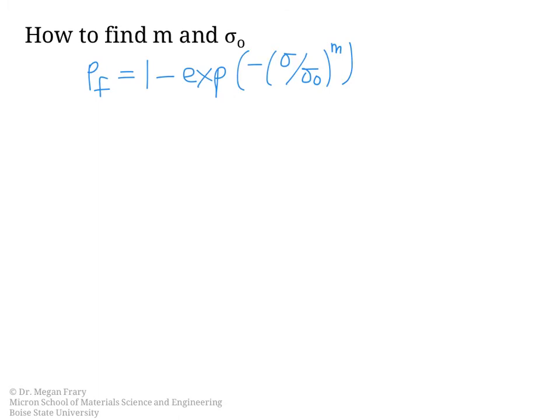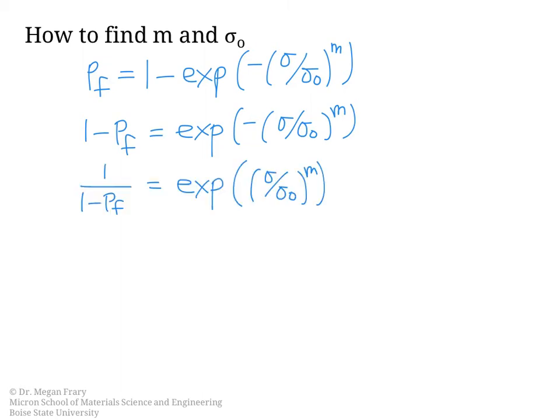Let's start with our expression for the probability of failure as a function of stress. We're just going to rearrange this to begin with. In the next step, we want to get rid of the negative sign that's inside the exponent. For the next step, let's take the natural log of each side.